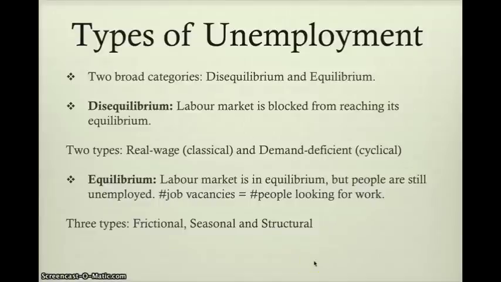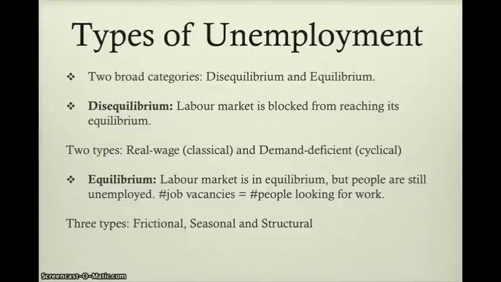So the types of unemployment. We consider two broad categories, disequilibrium and equilibrium. Disequilibrium unemployment is when the labor market is blocked from reaching its equilibrium. There are two types of disequilibrium unemployment. There's real wage, which is called classical, and then there's demand deficient, or called cyclical. Equilibrium unemployment is when the labor market is in equilibrium, but people are still unemployed. So the number of job vacancies is equal to the number of people looking for work. There are three types of equilibrium unemployment. These are frictional, seasonal, and structural.